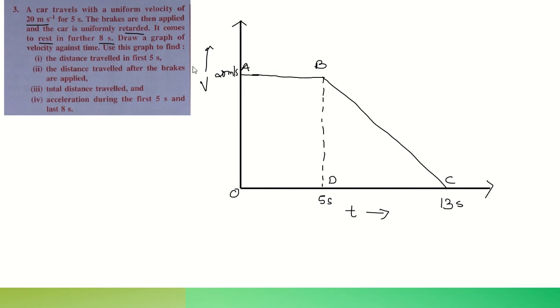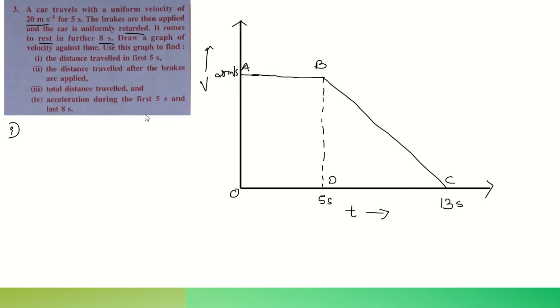Okay, so initial velocity was 20 meter per second and the brakes are applied, then it retards and finally it reaches 0 meter per second. It comes to rest in further 8 seconds. That is why 5 plus 8, 13. Okay, now let's calculate the things.